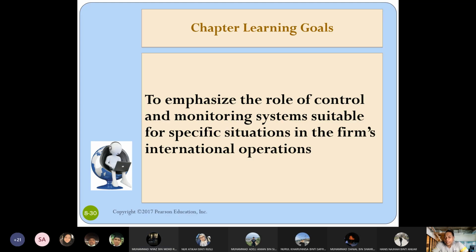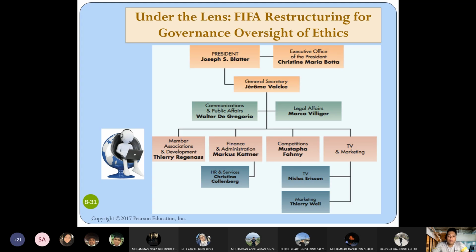Next, the last learning goal from this chapter is to emphasize the role of control and monitoring systems suitable for specific situations in the firm's international operations. Under the lens, FIFA. Especially for those who love to play football, they know what FIFA stands for. FIFA restructuring for governance oversight of ethics. So this is the normal one.